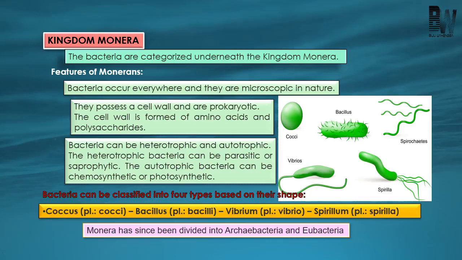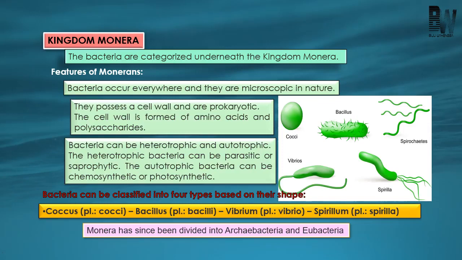So this kingdom Monera includes all prokaryotic organisms which are unicellular and which have diverse modes of nutrition. And kingdom Monera is mainly represented by bacteria. That means bacteria are prokaryotes and unicellular. And these bacteria are found everywhere. They are even found as parasites in other organisms also. And in bacteria, a cell wall is present, which is mainly formed by amino acid and polysaccharide.